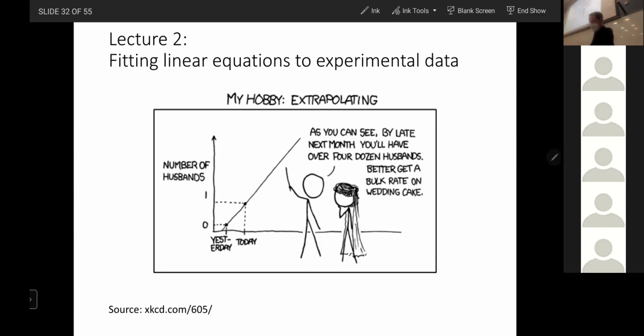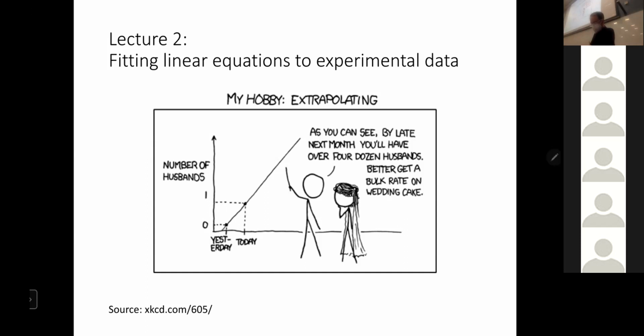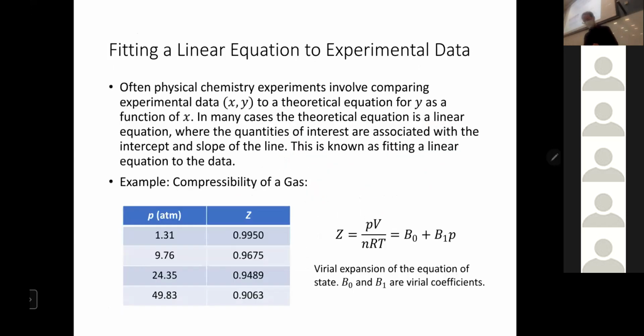So for example, if you had 0 husbands yesterday and 1 husband today, then, you know, regardless of what this graph might be showing you, you might question whether this scientist is reaching the correct conclusion that by late next month, you'll have over 4 dozen husbands. Right? Because, you know, if you extrapolate outside the range that you've measured, you might get an erroneous result.